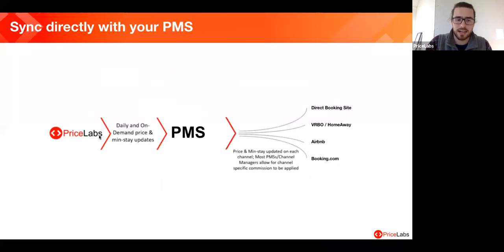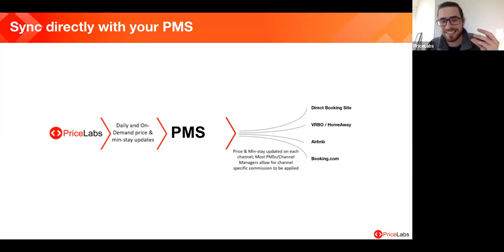Then once a day, we take our up-to-date rates and send them over to the PMS. The PMS would be responsible for sending those rates to your direct booking site, to VRBO and HomeAway, to Airbnb, booking.com, wherever you're listing your properties. Now, in terms of what overrides what, PriceLabs always overrides the pricing and the minimum stays within the PMS.